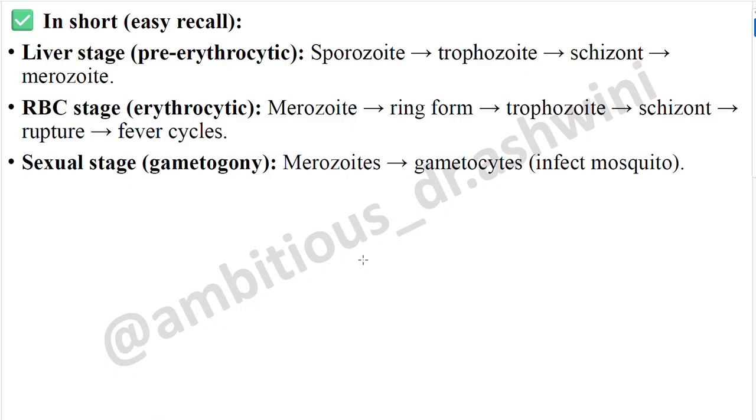So in short, liver stage, that is pre-erythrocytic stage: sporozoites release, trophozoites, schizonts, and merozoites. In the RBC stage, that is erythrocytic: merozoite, the ring form happens in trophozoites, then schizonts, rupture, and the fever cycle occurs. Sexual stage, that is gametogony: merozoites become gametocytes, which infect the mosquito.